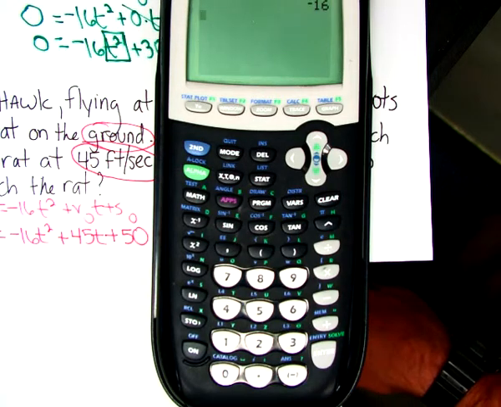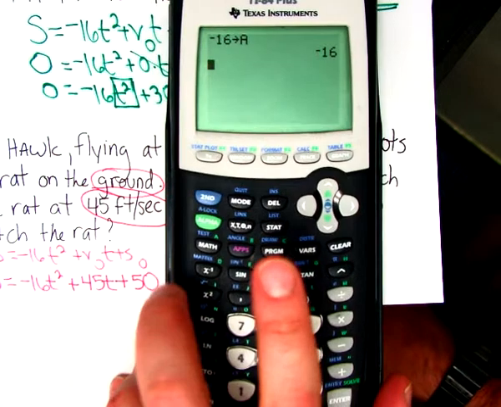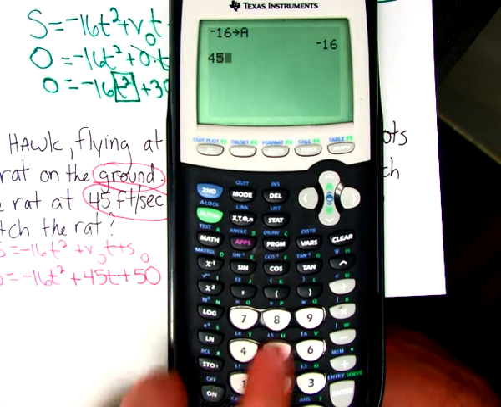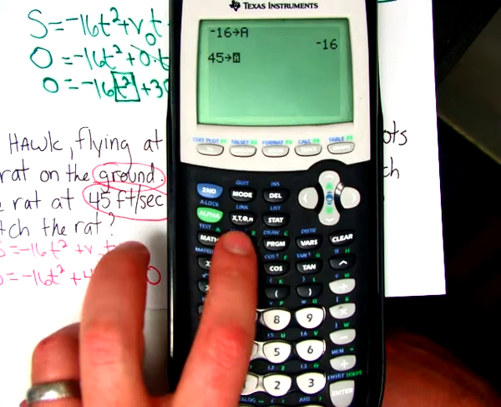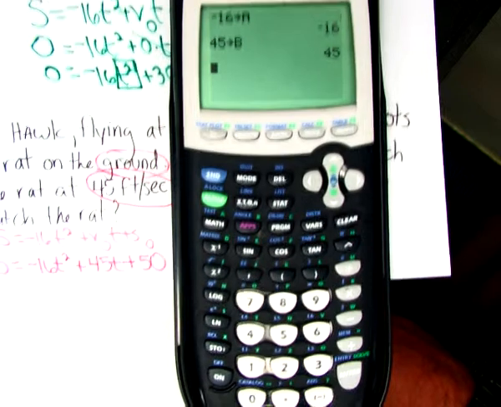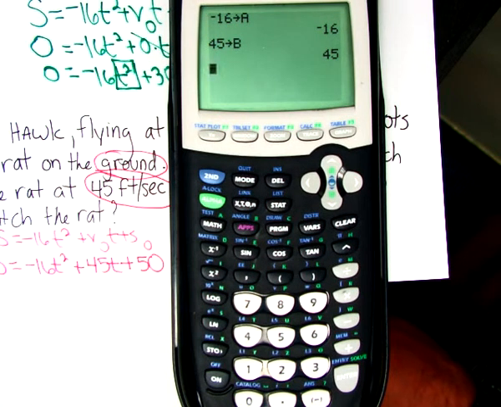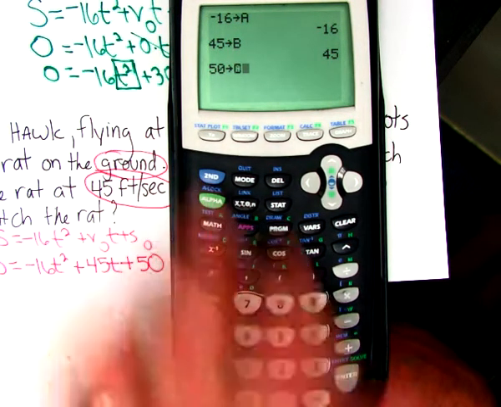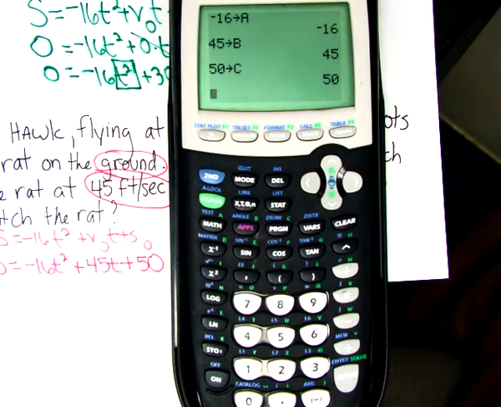Next, this is what it should look like. Negative 16 is stored as A. Next, we're going to store 45 as our B. So we're going to hit 45 store alpha B. And then finally, we're going to go 50 for our C. 50 store alpha C. So what it's done is it actually takes our A, B, and C and stores it in the calculator as these values.